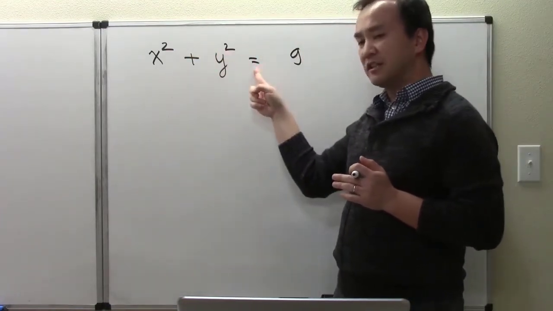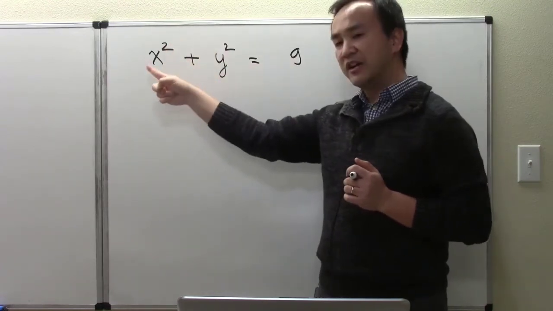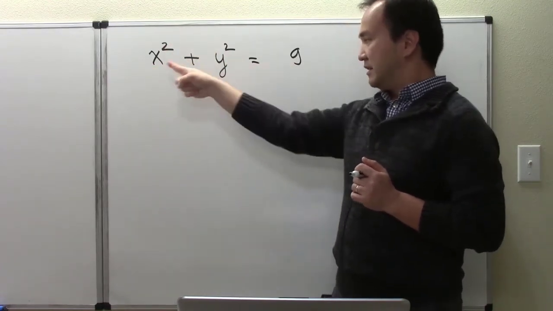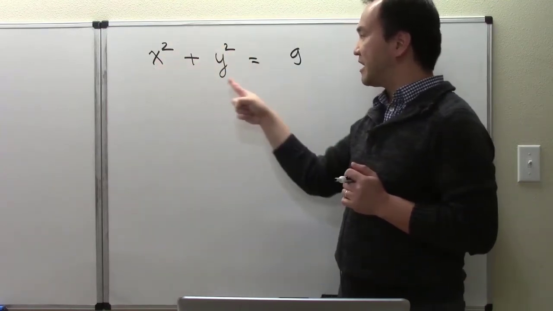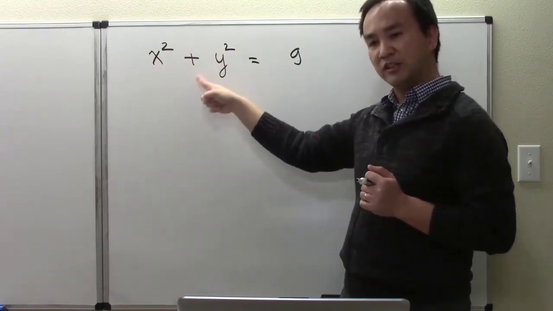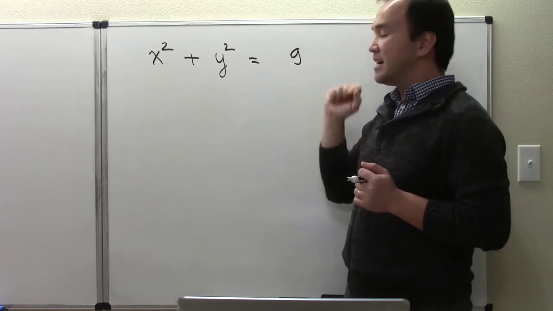This equation shows a relationship between two variables. There's the variable x and there's the variable y. And of course, these two are related in a way that the square of x plus the square of y equals a constant 9 right here.